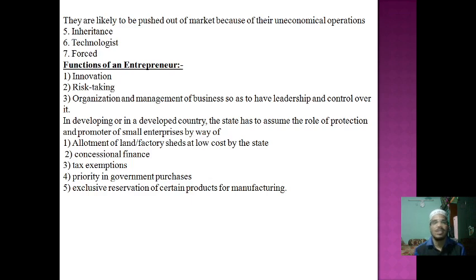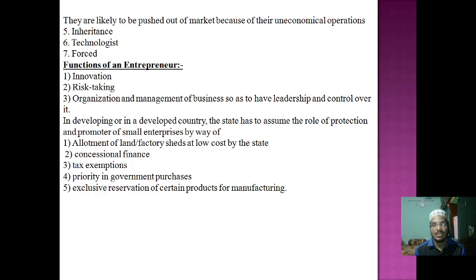Here three things are there. We should be pushed out of the market because of uneconomical operation. The first one is inheritance, technologist, force. These are the things we have to push out from the uneconomical operation. Then only will our operation be successful.